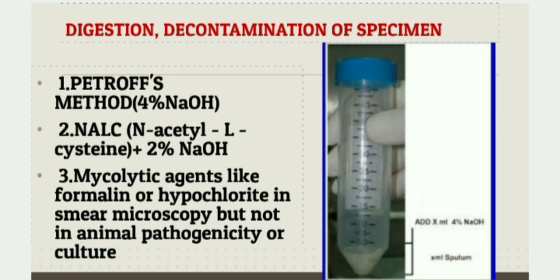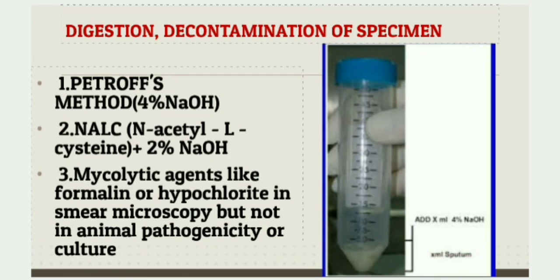Here we are handling bacteria, right? So we should do all these steps in a class 2 biosafety cabinet. Petroff's method is used for the decontamination and concentration of specimen. In this method, the sputum is mixed thoroughly with an equal volume of 4% sodium hydroxide. Then it is centrifuged and the sediment is neutralized with 8% hydrochloric acid.